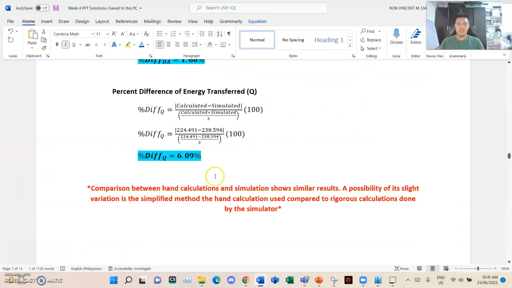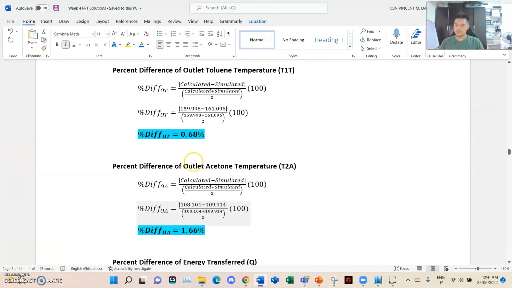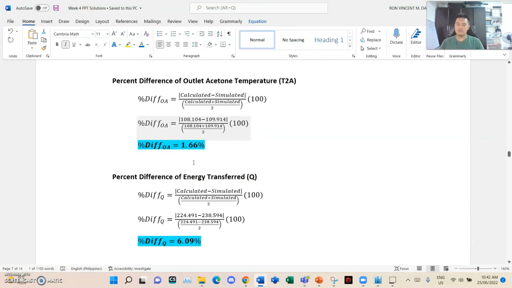But overall, as you can see, results show that the difference between hand calculations and simulations are very, very small, and we can expect that we can estimate a good value using the same method and the simulator as well.